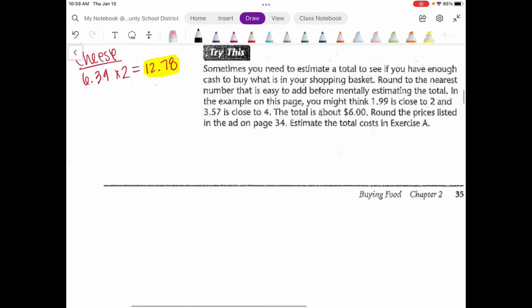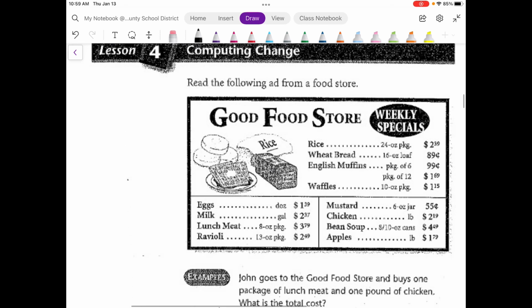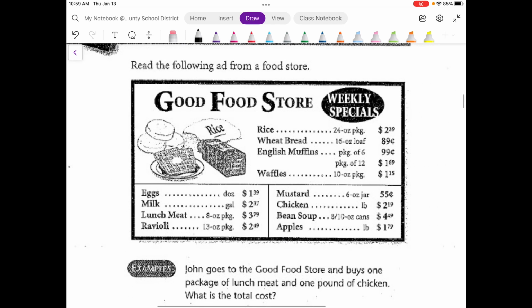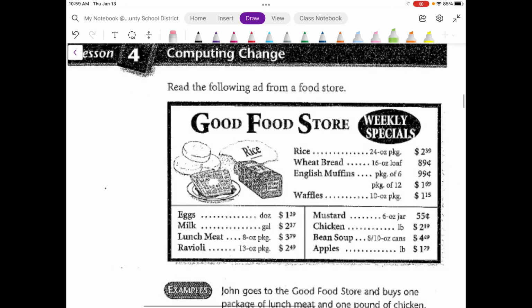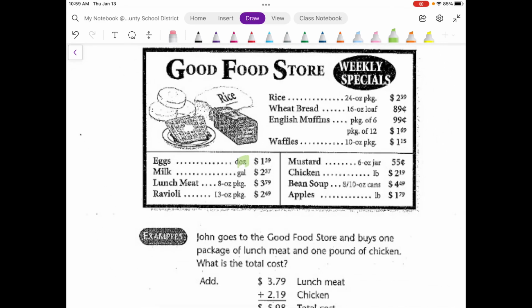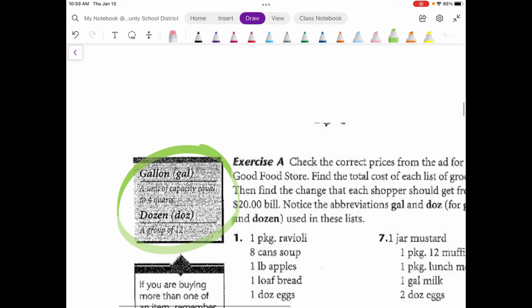And the last thing that we have here, we're going to be computing change. So same idea. First, we have different products that are being sold here. Again, paying attention, we have some new things that were listed, and they're on the next page. So dozen, gallon, 8-ounce package. Some of those terms are there, and again, they're explained right over here.